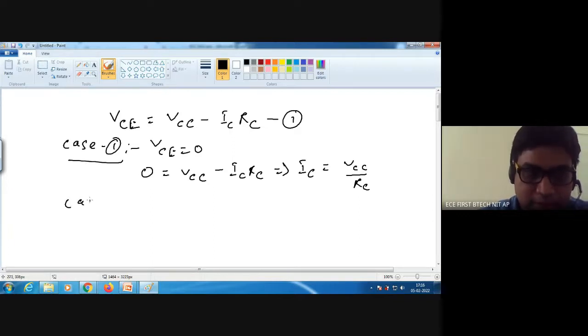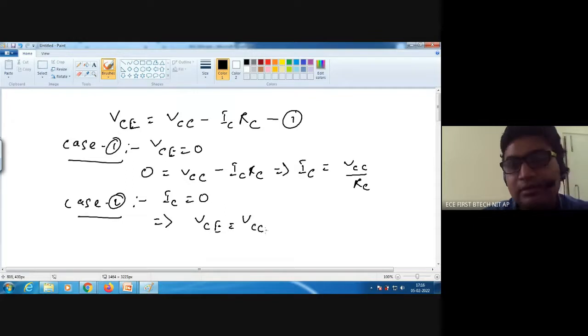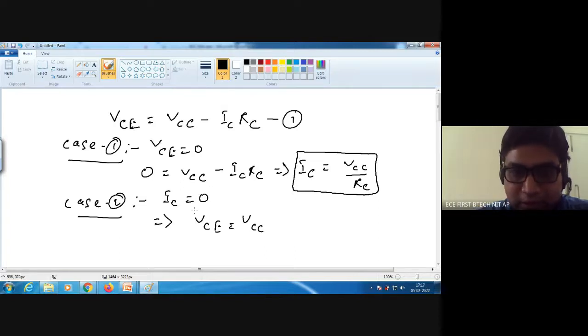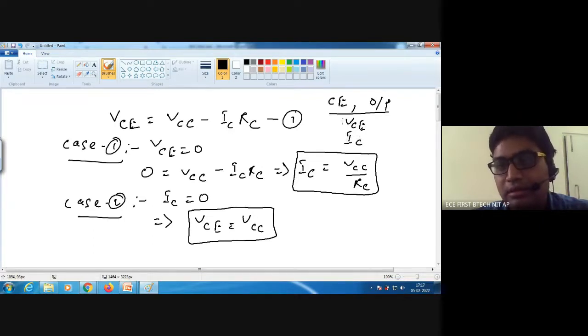Case 2: when our collector current is equal to 0. Now when collector current is equal to 0, if you put this in equation 1, then VCE is equal to VCC. You got my point? Now why am I choosing IC and VCE? Because this is an NPN transistor in CE mode. In CE mode, in the output characteristics, VCE and IC are the output characteristic voltage and current.